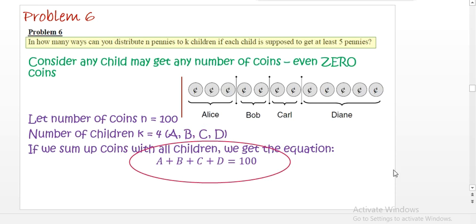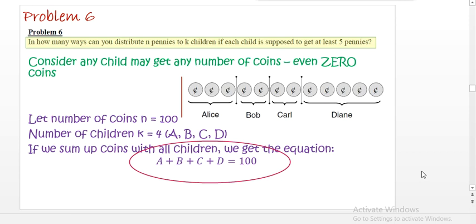Number of coins with Alice, number of coins with Bob, number of coins with Carl, and number of coins with Dion. All together, when we sum them up, the sum is equal to 100. So we have 100 coins and we have to distribute them among 4 kids. It means after distribution, when we sum up their coins, the total should be equal to 100. Voila. So we have got an equation: A plus B plus C plus D is equal to 100.